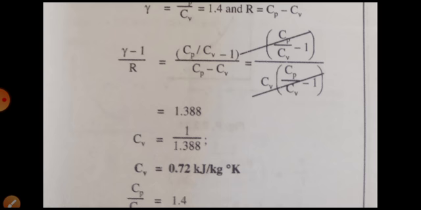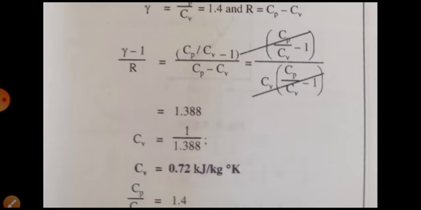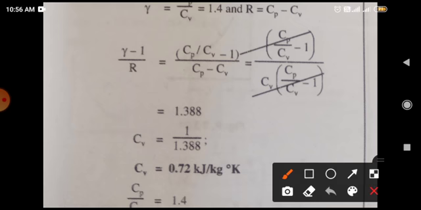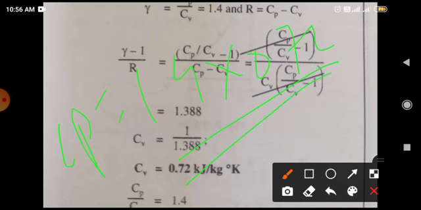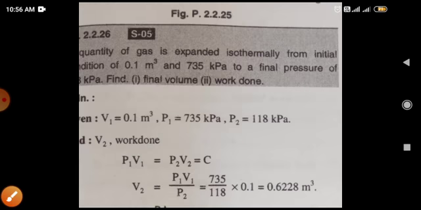So Cv is equal to 1 upon 1.388, so Cv becomes 0.72, and Cp upon Cv is equal to 1.4. Therefore, put this value of Cv, 0.72, in this equation. So what will be the Cp? Cp will be equal to 1.4 into 0.72. After making some calculation, you will get this value of Cp. Next problem is what?